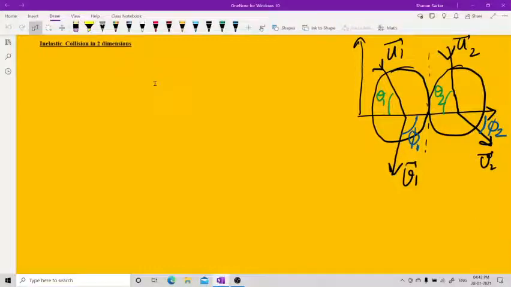In your syllabus, there is collision in 2 dimensions. I'm doing this for you, and I'll tell you the trick to convert it into an elastic collision, and then you need to find the loss of kinetic energy also in this case.